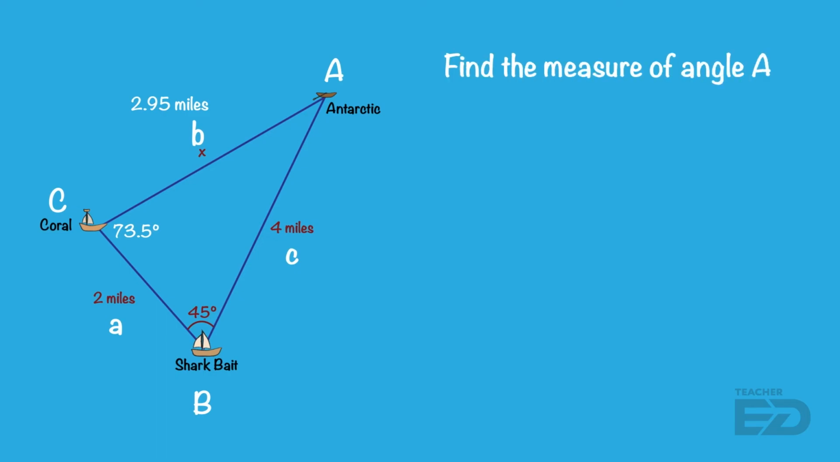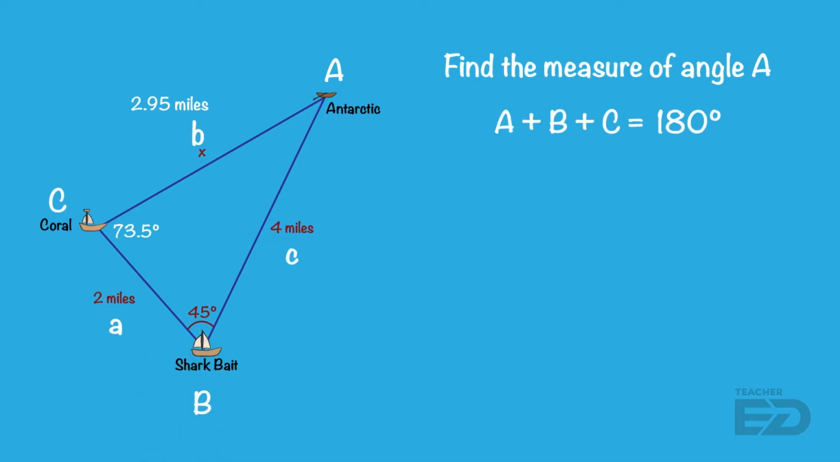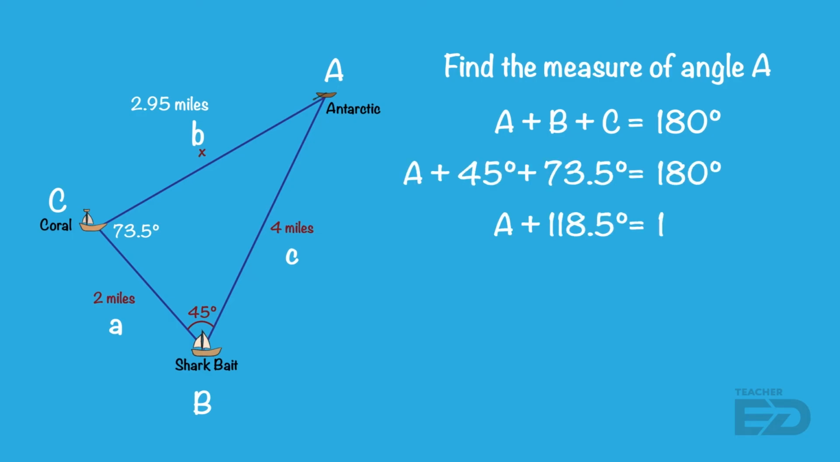Finally, let's find the measure of angle A. We know that the sum of the internal angles of a triangle is 180 degrees, so we can substitute the known angles into B and C and then simplify the left side. Finally, solve for A to get the angle of 61.5 degrees.